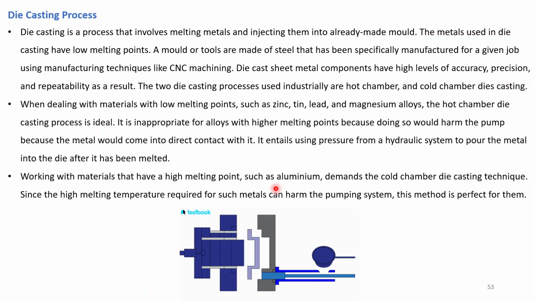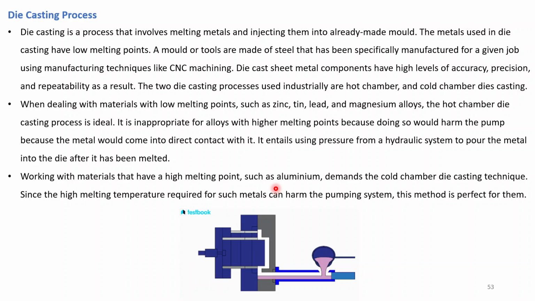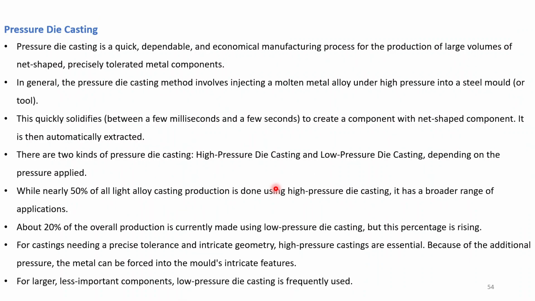Next is pressure die casting. So in the previous one you had only die casting, here you will be applying some pressure as well. So this pressure will be helping you in getting very intricate shapes. Pressure die casting is a quick, dependable and economical manufacturing process for the production of large volumes of near net shaped, precisely tolerated metal components.